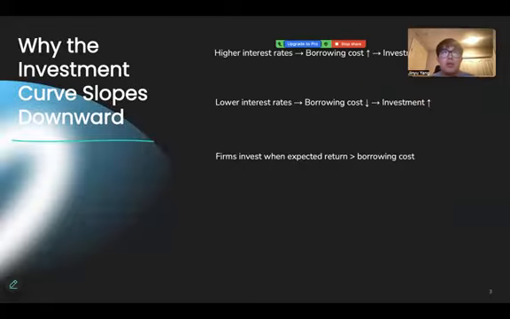And now let's focus on the investment curve. The investment curve shows how much firms want to invest at different interest rates. It slopes downward, which means that as the real interest rate rises, investment falls, and as the rate falls, investment rises. This happens because a higher interest rate makes borrowing more expensive, reducing the number of profitable projects. When interest rates are lower, more projects become worthwhile, so investment increases.